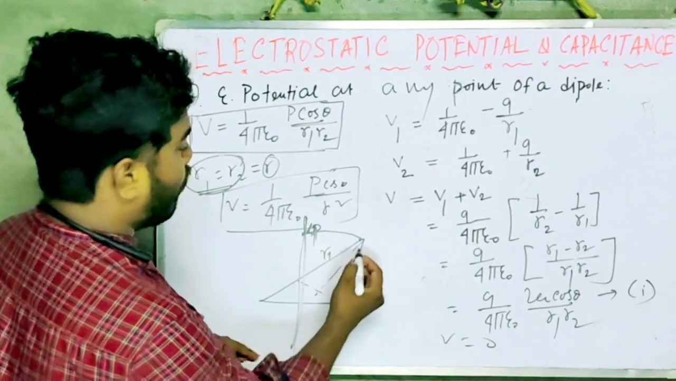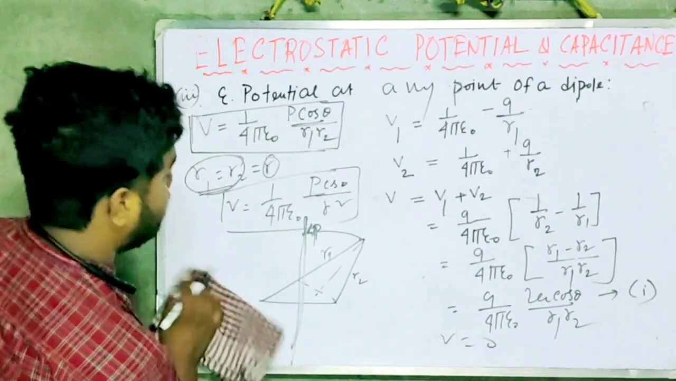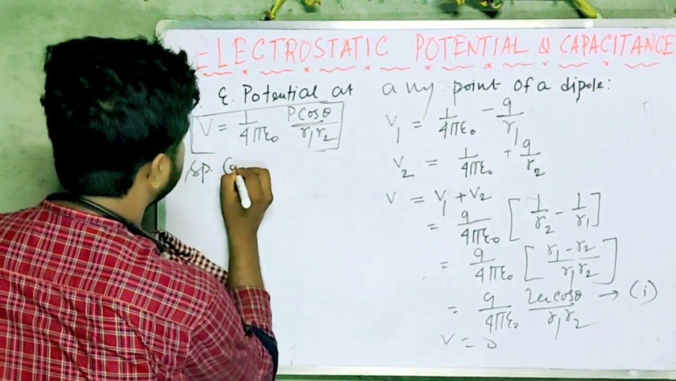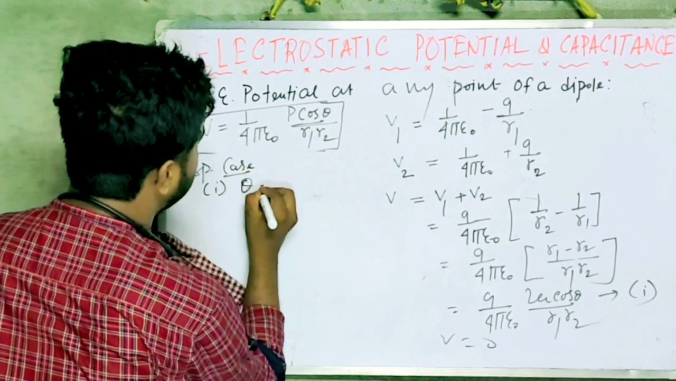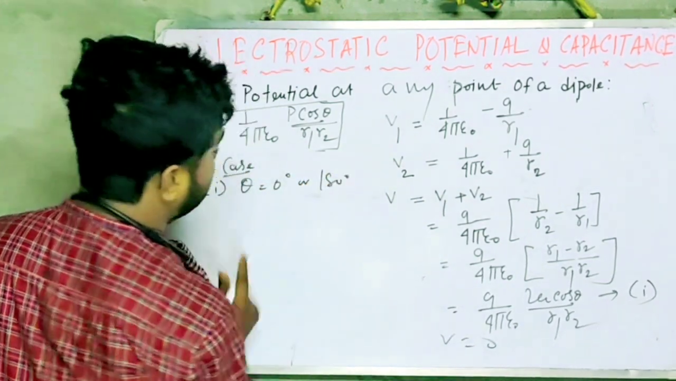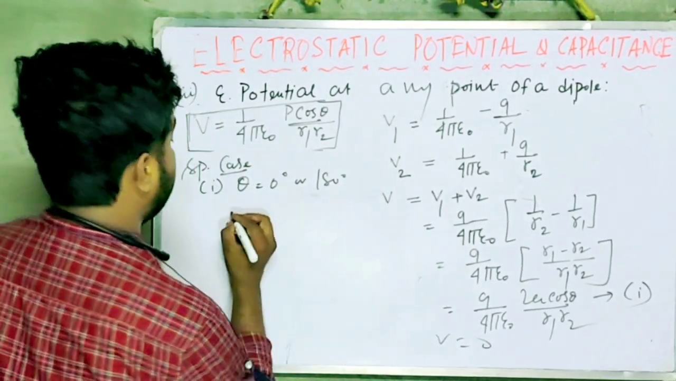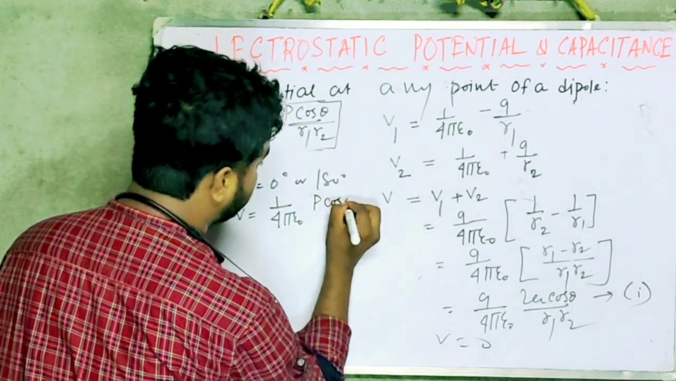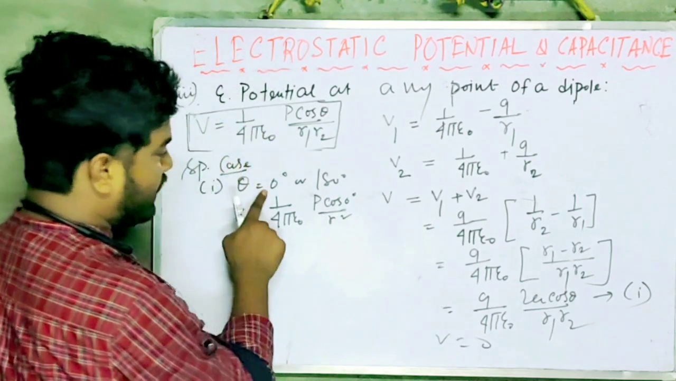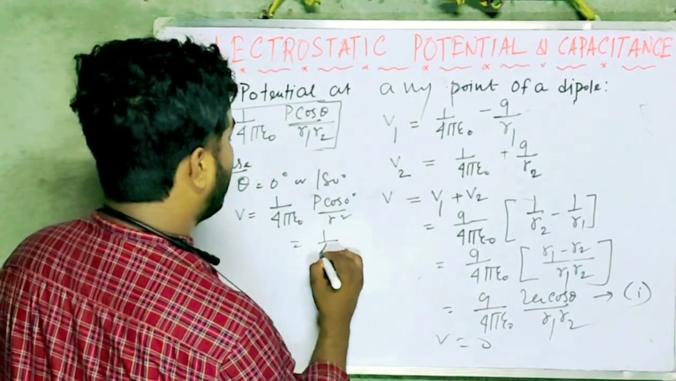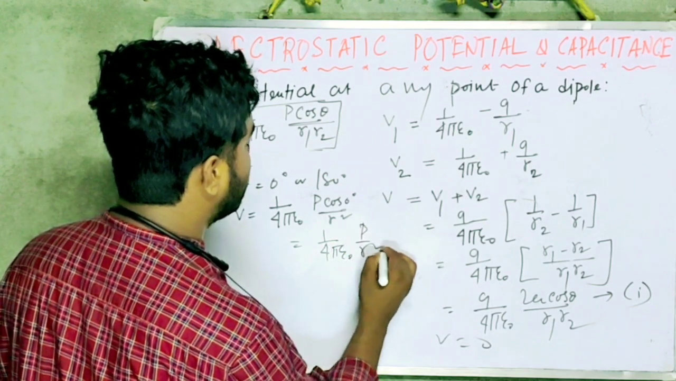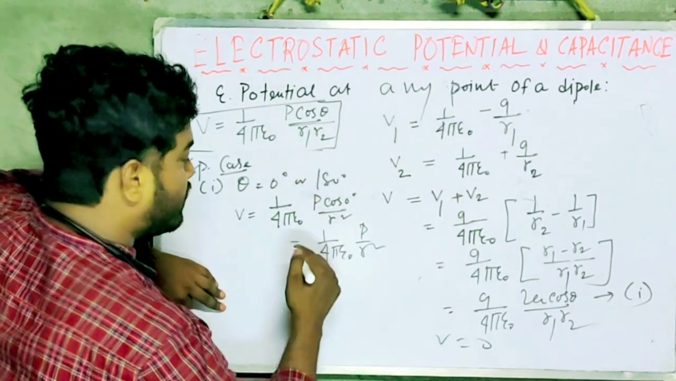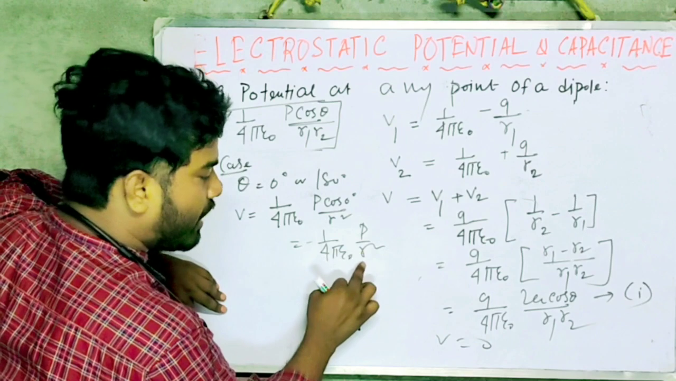So there are some special cases. If we consider the point P, let's take cases. Case 1, special case. If theta is equal to 0 degree or 180 degree, then what will be the value of V? Then V will be 1 by 4 pi epsilon naught P cos 0 by R square. If theta is 0, then this expression will be 1 by 4 pi epsilon naught P by R square. And if theta is equal to 180, that is cos 180, that is minus 1. So this expression will be minus 1 by 4 pi epsilon P by R square.